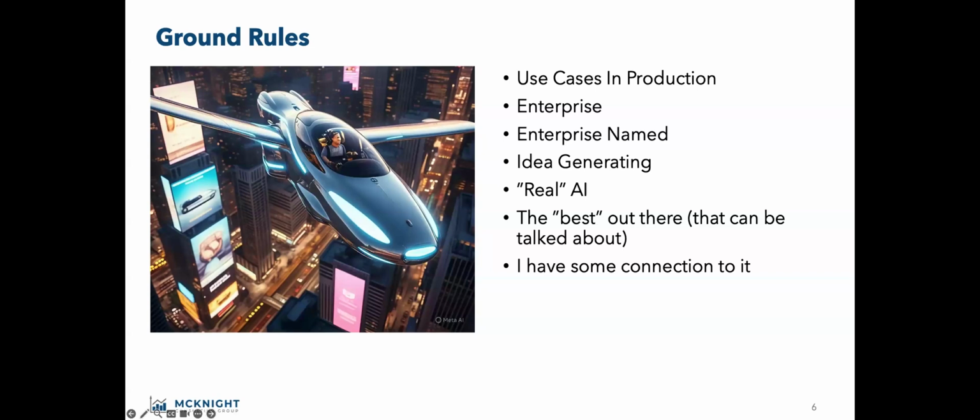Ground rules for inclusion for these use cases. They must be in production. They must be in enterprise. I'm not looking at the great uses of AI in stuff like VO3 or what Hollywood is doing or game coding or flying taxis. I'm looking at real enterprises: banks, hospitals, manufacturers, retailers, etc. The enterprise must be named, so we could put a name to a face with these cases. I picked ones that would be idea generating for you. So not all the esoteric ones that I had to frankly dip into a little bit last year, but ones that I think are really going to stimulate some real AI out there for you.